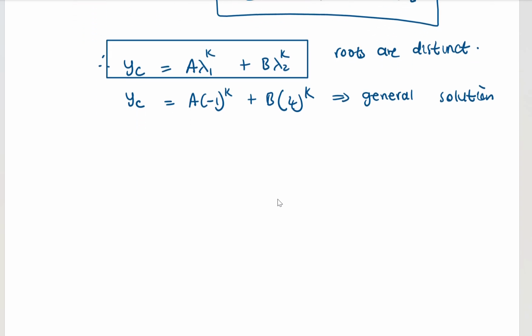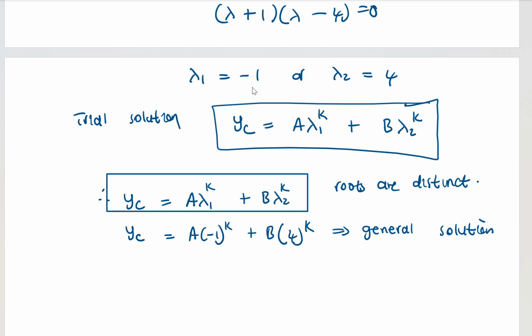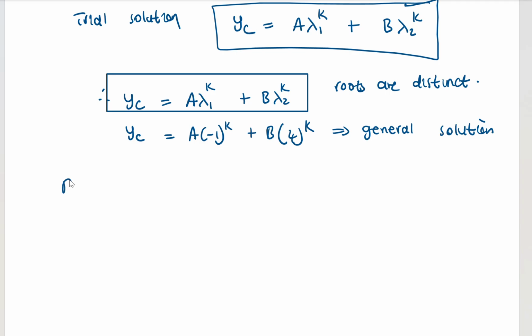If the roots are distinct. So here the roots are distinct, meaning they're different. And indeed, we've got negative 1 and 4. So if the roots are not distinct, then multiply any of these terms by the variable k. So meaning you'll have to multiply either this one by k or this one by k. Doesn't matter which one. But in this case, since our roots are distinct, we just leave it like this.